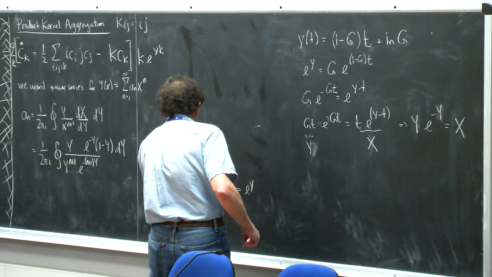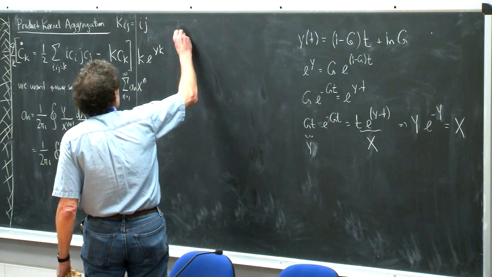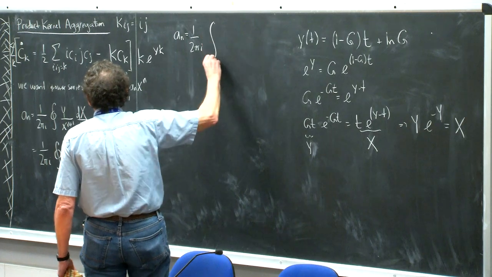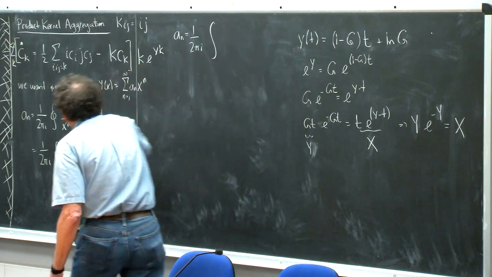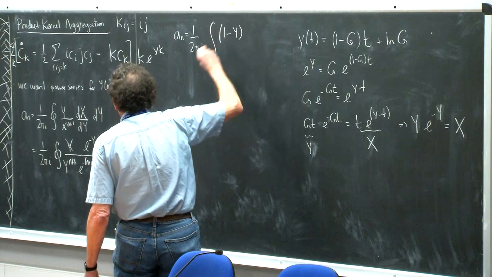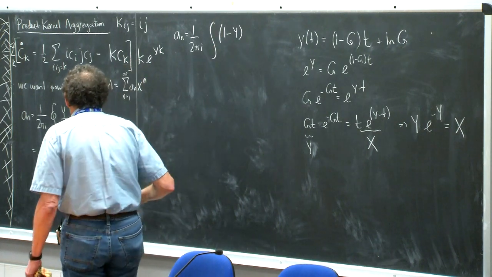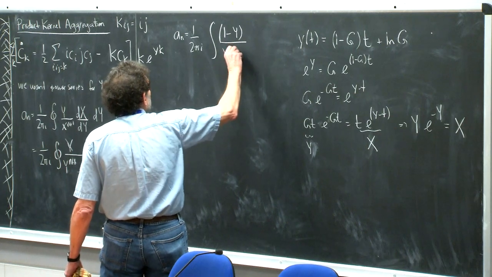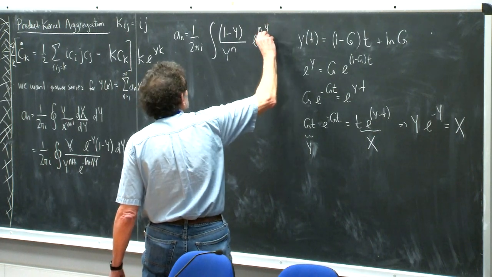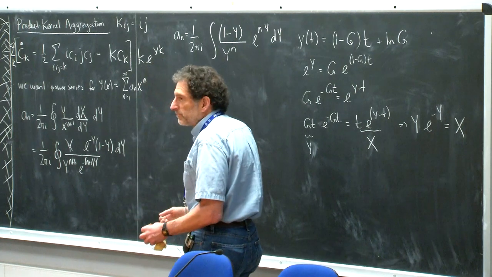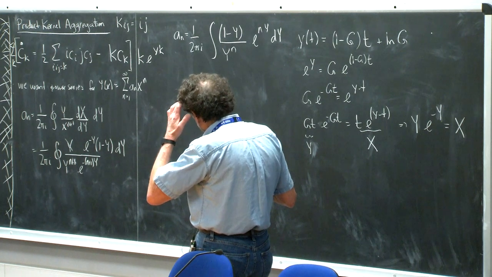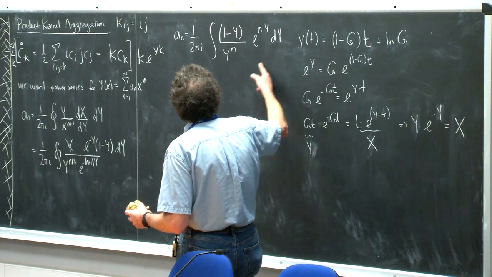Almost done. So what we're going to get then is that a n is equal to 1 over 2 pi i integral. So this cancels one of these guys. So I'm going to get 1 minus y, and then this cancels one of these guys, and then I have divided by y to the n, and then I have e to the n y, dy. And once again, this is now the nth term in the power series representation of the function.